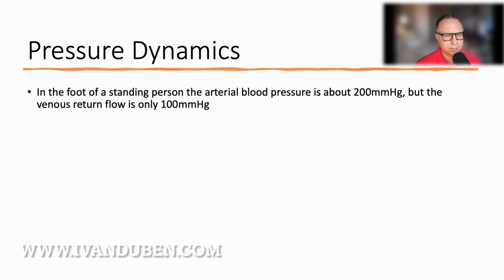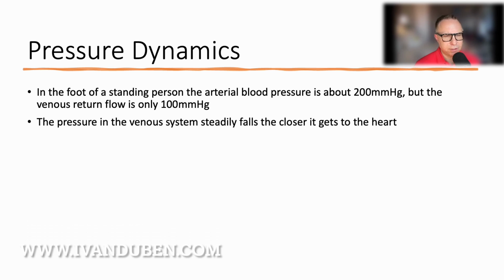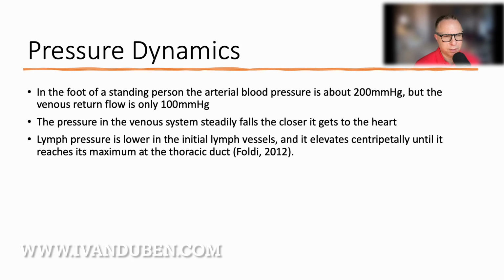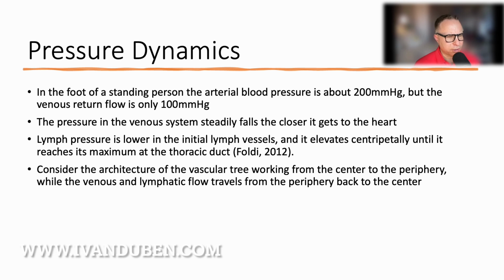In the foot of a standing person, the arterial pressure is about 200 mmHg, but the venous return flow is only 100 mmHg. The pressure in the venous system steadily falls the closer it gets to the heart. Lymph pressure is lower in the initial lymph vessels, and it elevates centripetally until it reaches its maximum at the thoracic duct. Consider the architecture of the vascular tree, working from the center to the periphery, while the venous and lymphatic flow travels from the periphery back to the center.